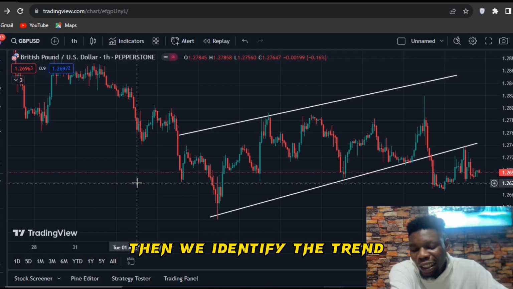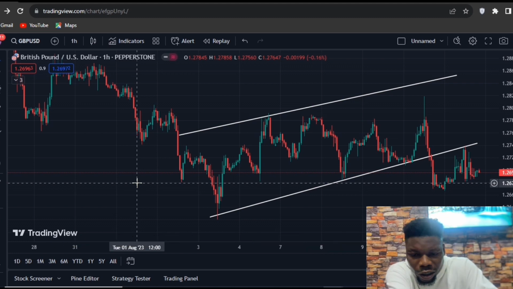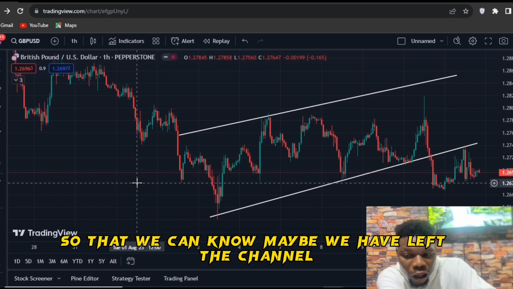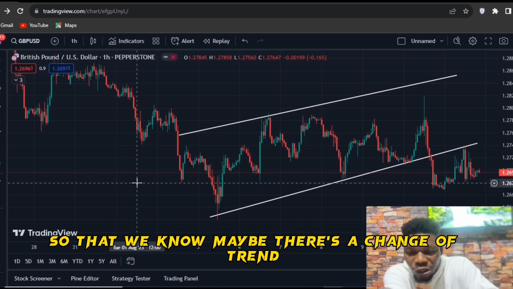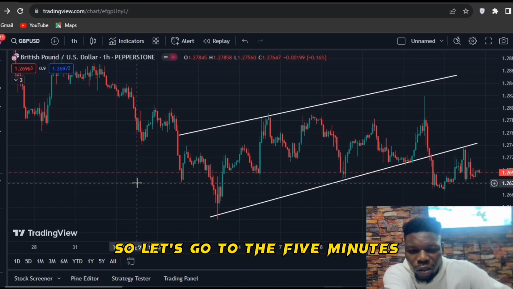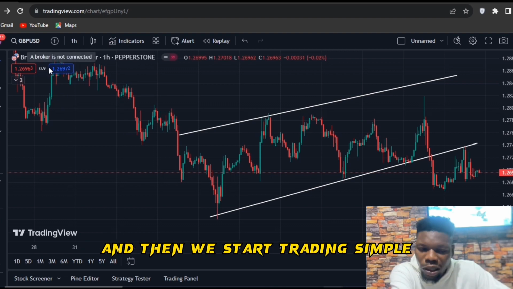Then when we identify the trend, we align it into a channel. You understand? So we can use that to trade, so that we can know maybe we have left the channel, so that we know maybe there's a change of trend or anything. After that, we move on to the 5 minutes. So let's go to the 5 minutes and input a couple of indicators, and then we start trading.